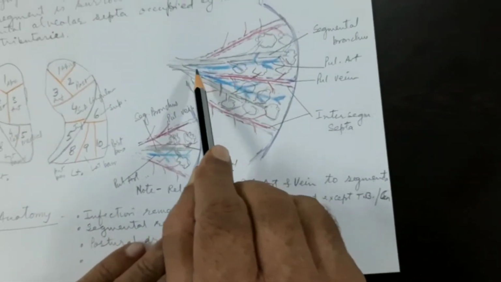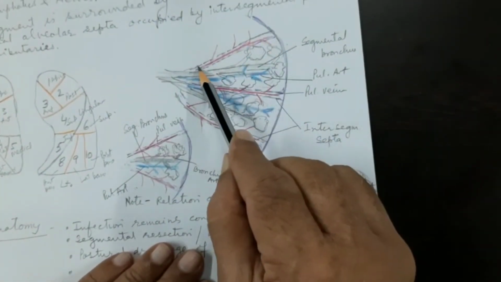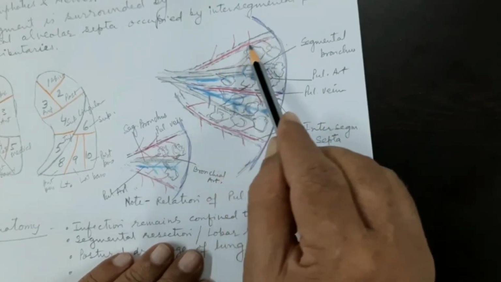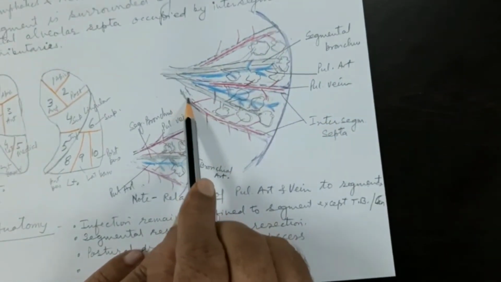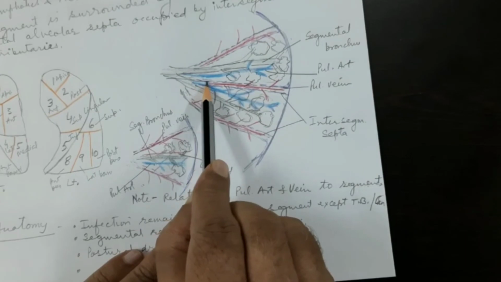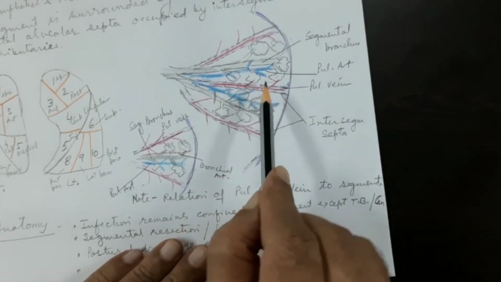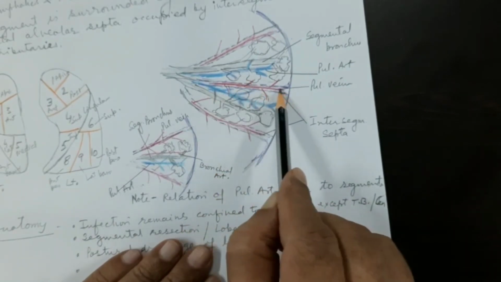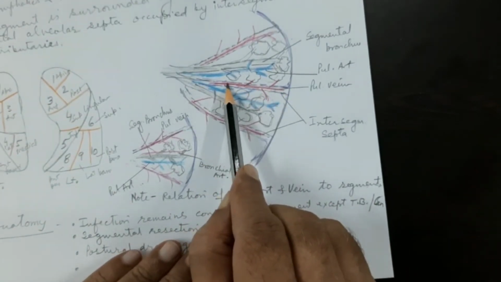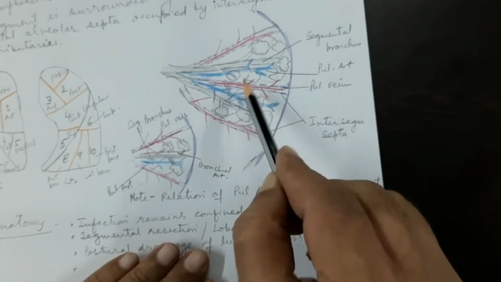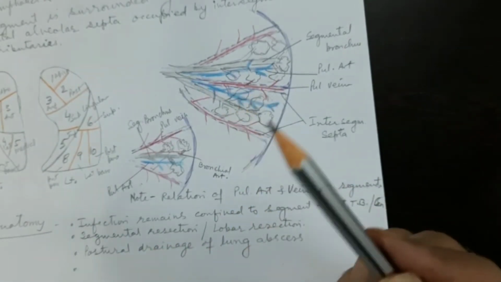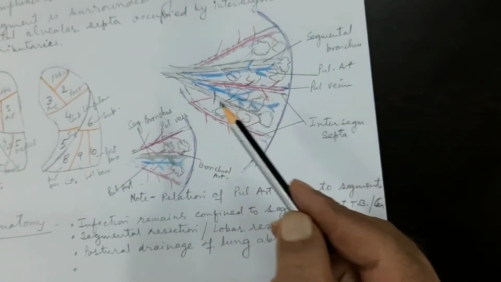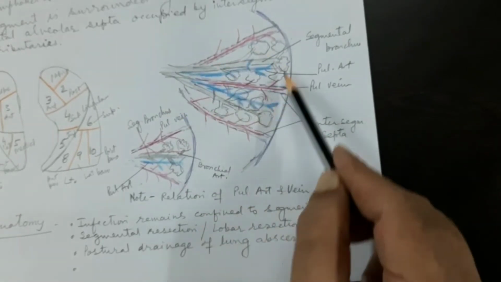Now in this diagram I have tried to show you, this is one of the intersegmental septa, this is another intersegmental septa, and this is another. So how many segments are seen here? 1 and 2, which are separated by this intersegmental septa, and again the vein, artery and the nerves and bronchial arteries and veins are also shown here.